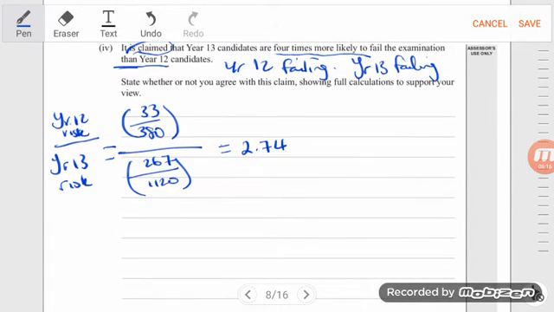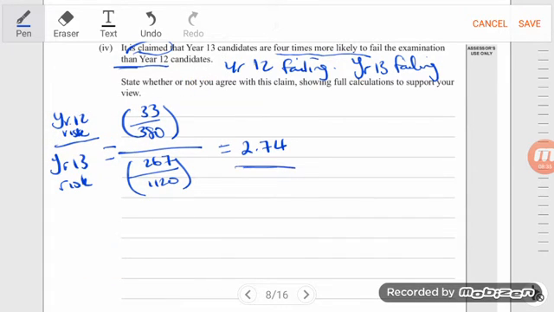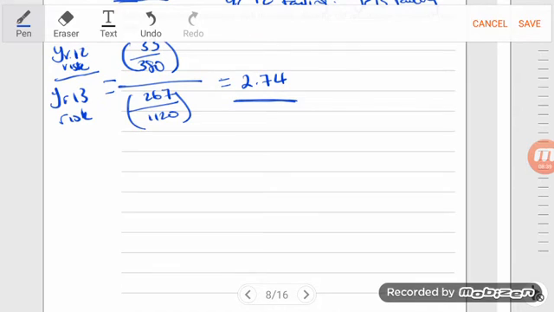Have we answered the question? State whether or not you agree with this claim, showing full calculations to support your view. Okay, so we've finished our calculations. Are the year 13s four times more likely than the year 12s to fail? Is that equal to 4? No, it's not. Is it close? No. Okay. That leaves us to our answer.